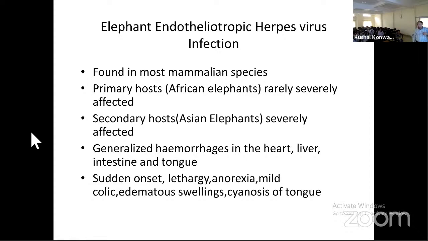So EEHV I want to discuss a little bit in detail. The herpesvirus is found in most mammalian species, including us. Whenever there is a depression of our immunity, this virus can cause infection. The primary host in the case of EEHV is the African elephant, which is rarely severely affected. But the Asian elephants, which are secondary hosts, are severely affected. Now, many things are still not understood.